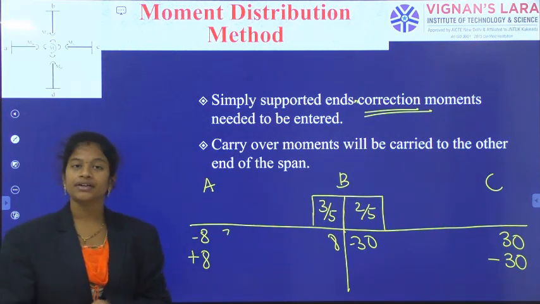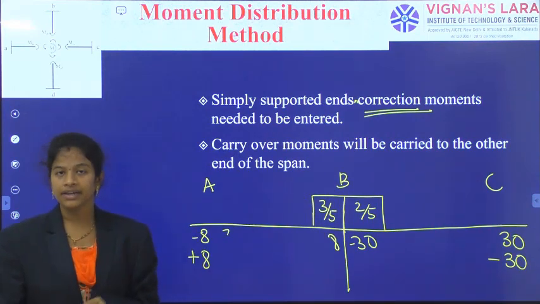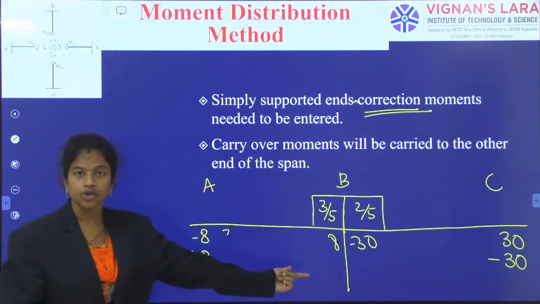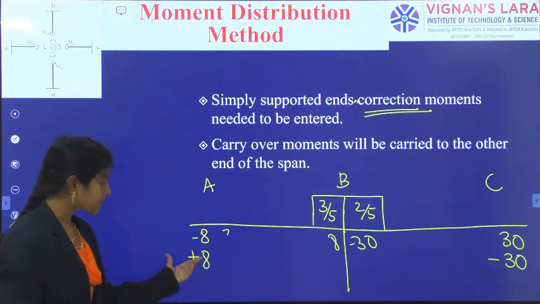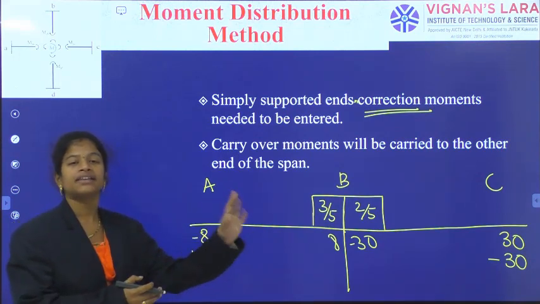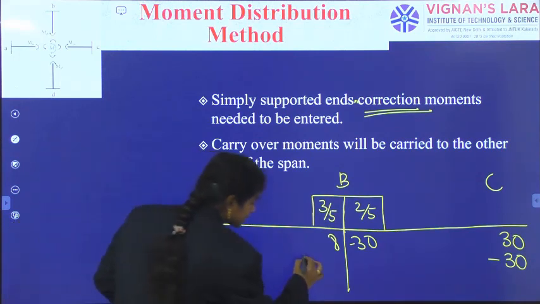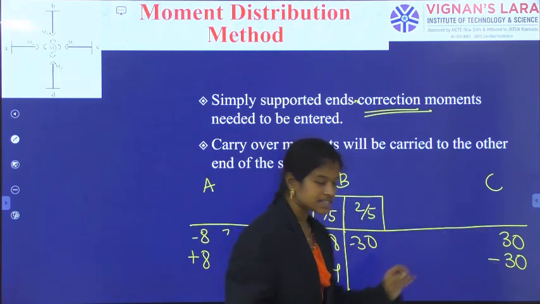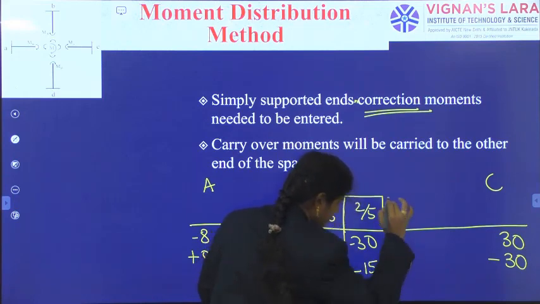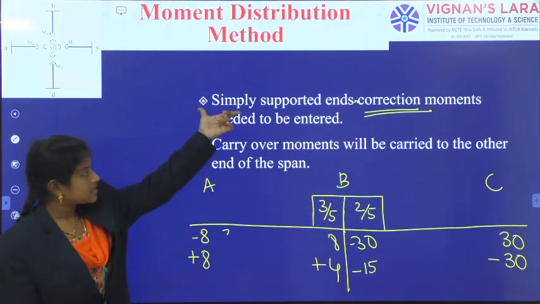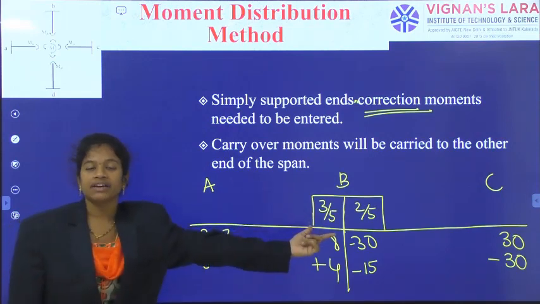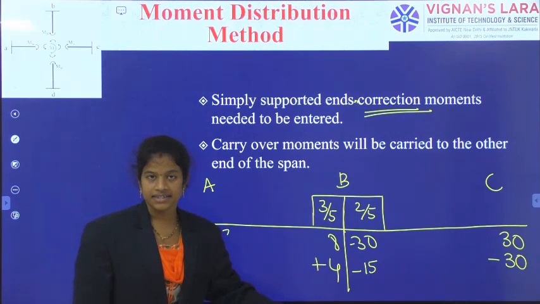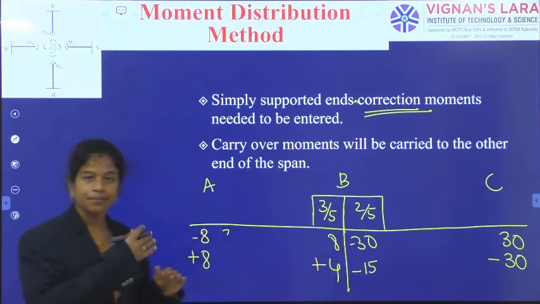Okay, addition happened. Now the carryover moment will come. As the addition has happened, the corresponding carryover moment should be transferred to that point, with the same sign but half the quantity. So that is +4. Again there it is -30, that's why it is -15. So simply supported correction moments we have developed, and then the corresponding carryover moments are carried like this. Okay.